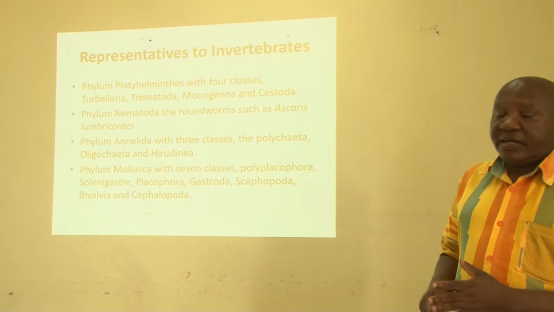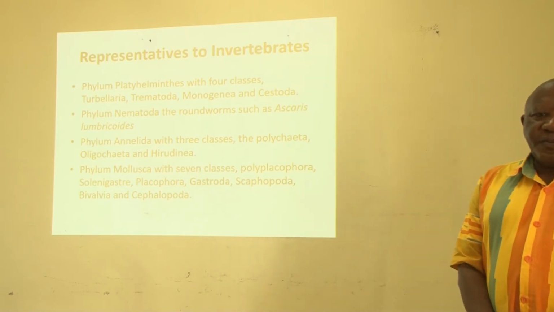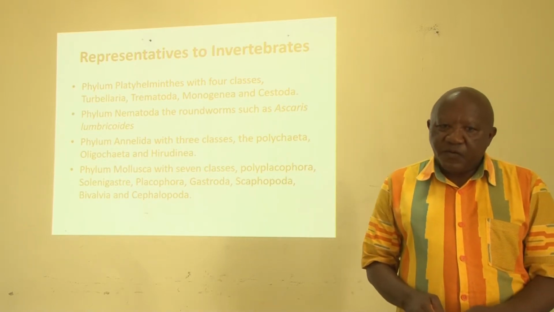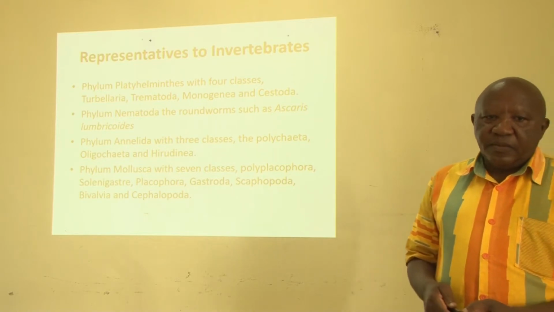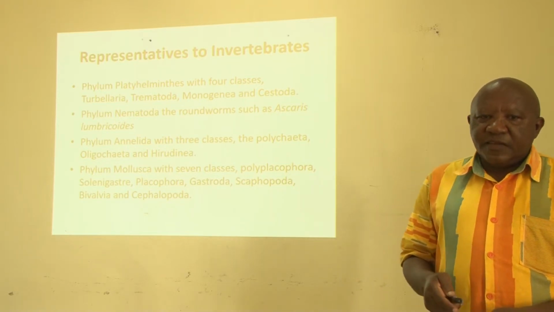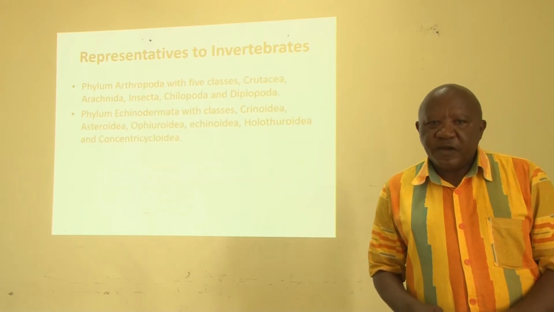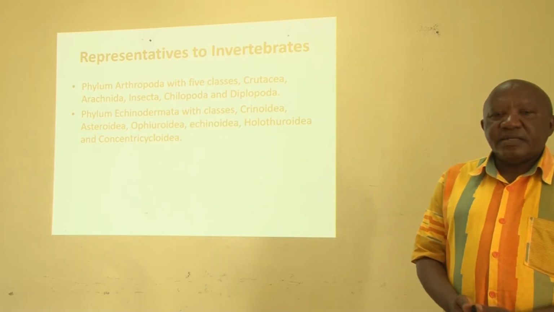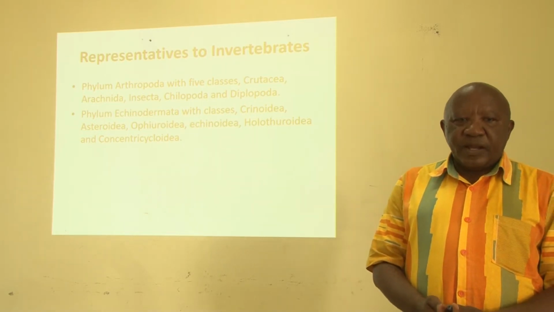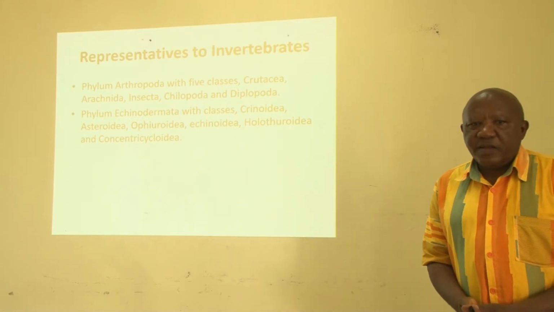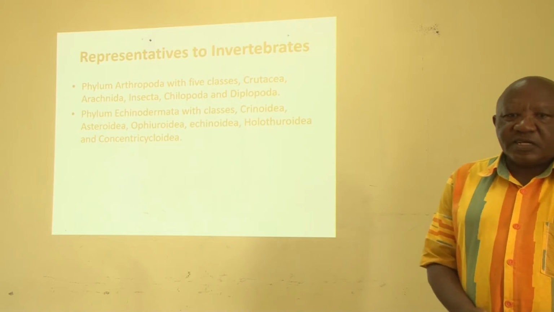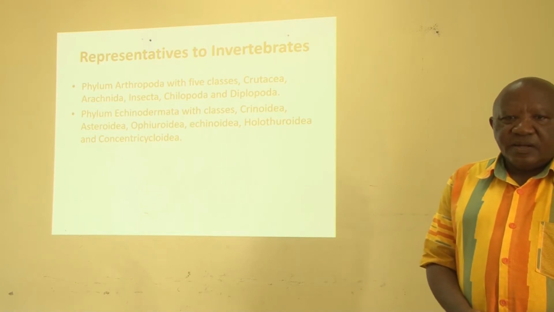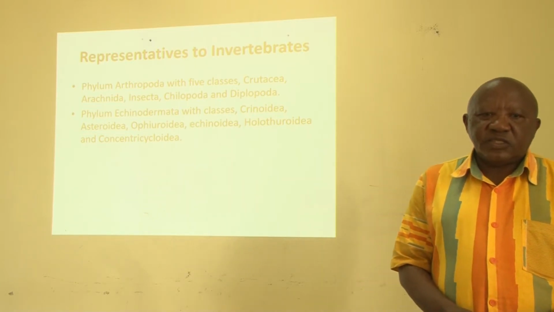Phylum Mollusca with 7 classes: Polyplacophora, Solenogastres, Monoplacophora, Gastropoda, Scaphopoda, Bivalvia, and Cephalopoda. Phylum Arthropoda with 5 classes: Crustacea, Arachnida, Insecta, Chilopoda, and Diplopoda. Phylum Echinodermata with classes Crinoidea, Asteroidea, Ophiuroidea, Echinoidea, Holothuroidea, and Concentricycloidea.